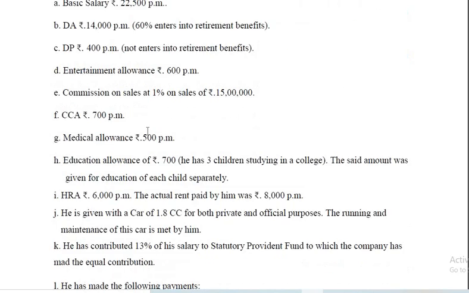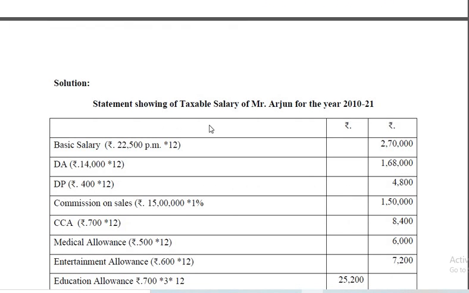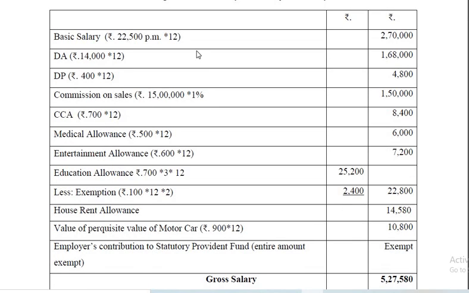I have solved everything. Once again, let us go through the problem, the solution to the problem. Let me once again explain what I have already explained. So it is just repetition of what I have done so far. Basic salary 22,512, that comes to 2,70,000. And then DA, entire DA is taxable, 14,000 into 12, that comes to 1,68,000. DP 400 into 12, 4,800. Commission on sales 15 lakh into 1%, 2 zeros you omit, that comes to 15,000.